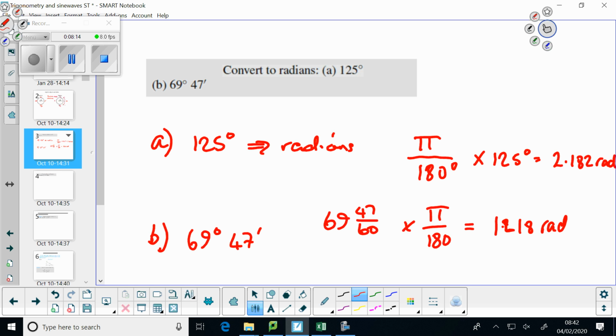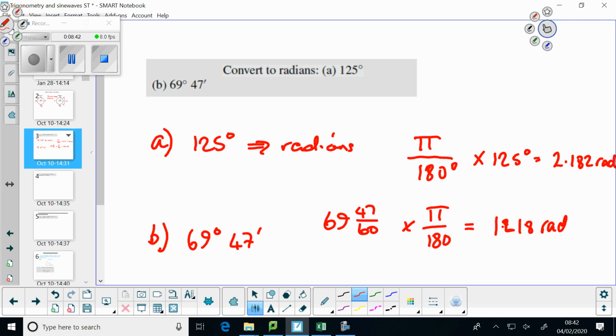You can leave the rad off. If you don't put the degree symbol, radians are assumed. So when you do angles in degrees, make sure you always put the degrees and minutes symbols. Otherwise, radians is assumed. Everybody get that? How that works? Yes.